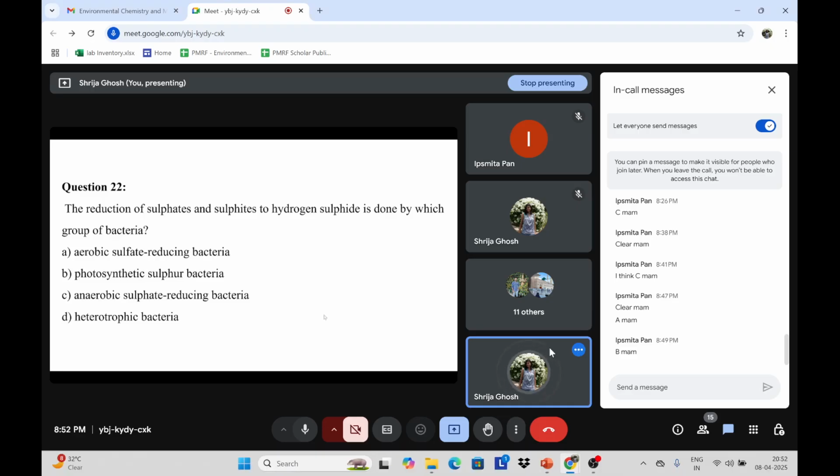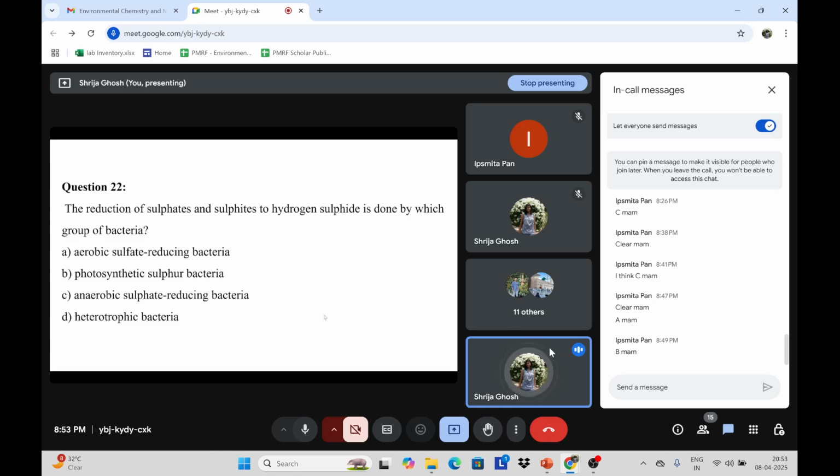Moving on to the next question. Reduction of sulfates and sulfides to hydrogen sulfide is done by which group of bacteria? Option A, aerobic sulfate reducing bacteria. Option B, photosynthetic sulfur bacteria. Option C, anaerobic sulfate reducing bacteria. And option D, heterotrophic bacteria.